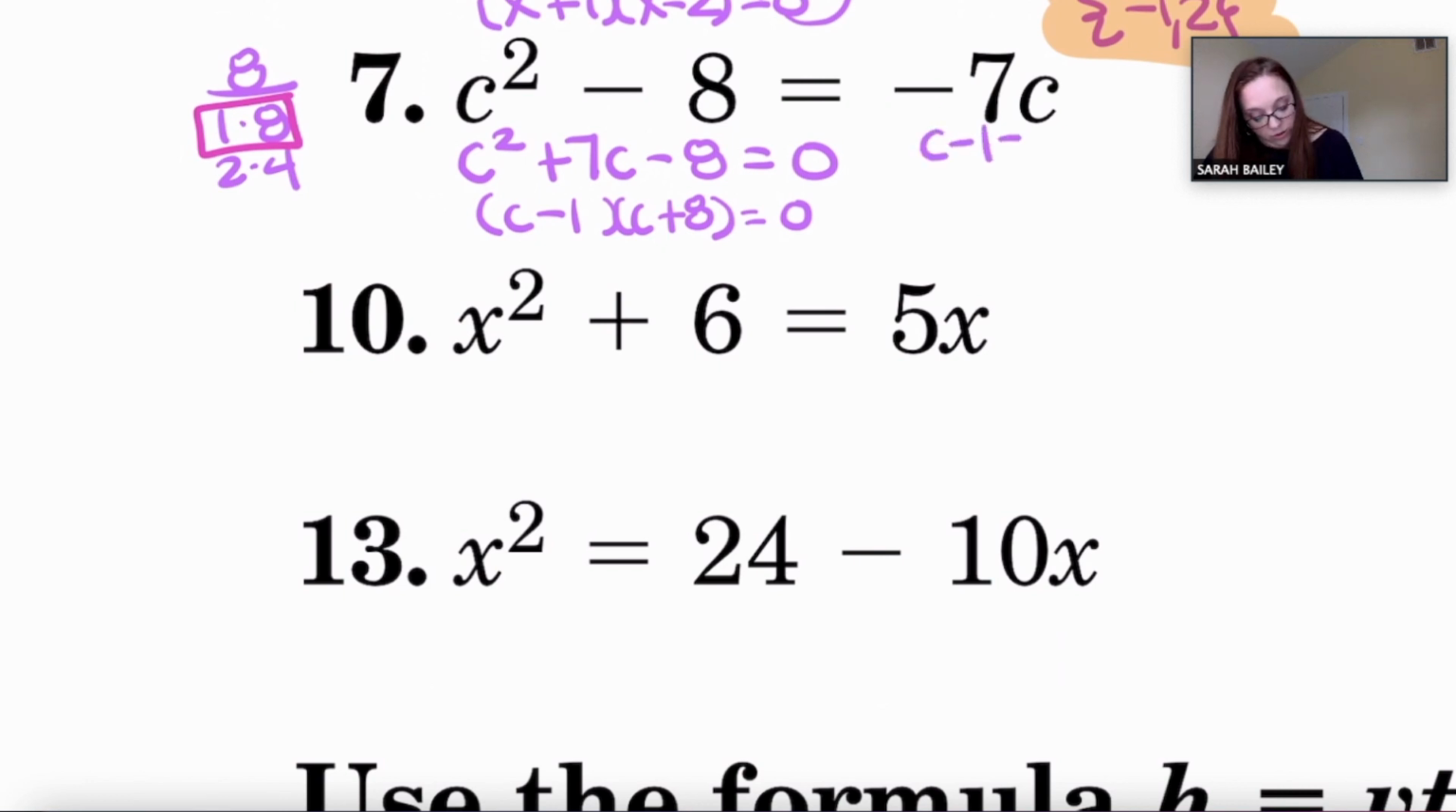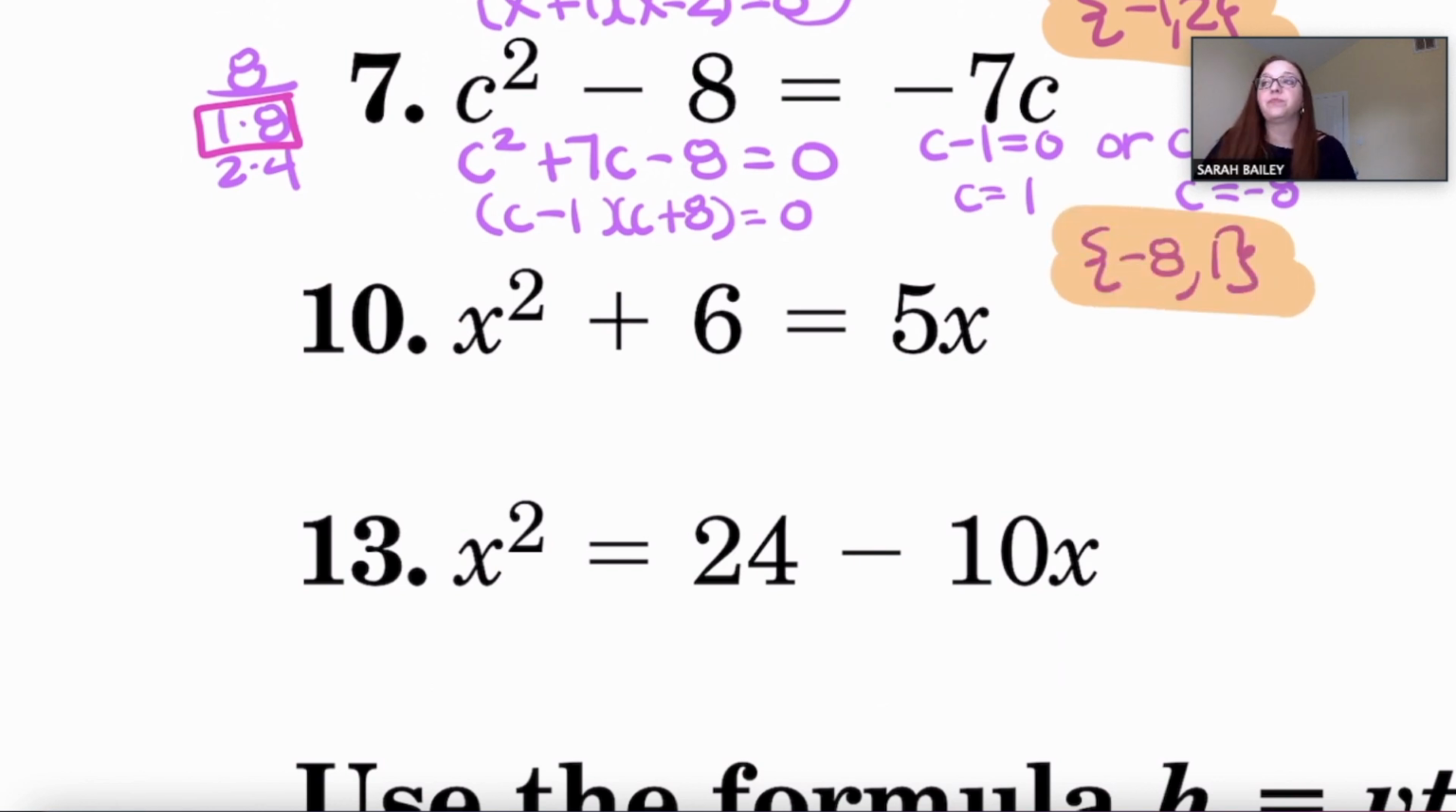So either c minus 1 is 0 or c plus 8 is 0. So c is either 1 or negative 8. So there's my solution set. Let's do number 10. Same pattern.